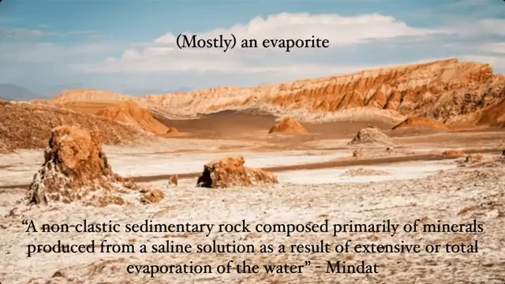So gypsum is mostly an evaporite. It can form in different ways. An evaporite is a sedimentary rock composed primarily of minerals produced from just that, evaporation.